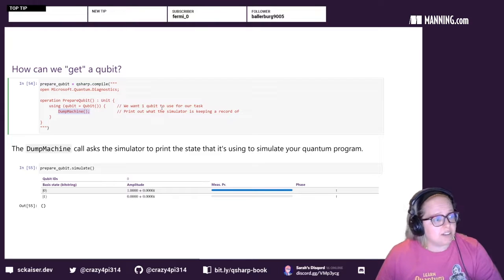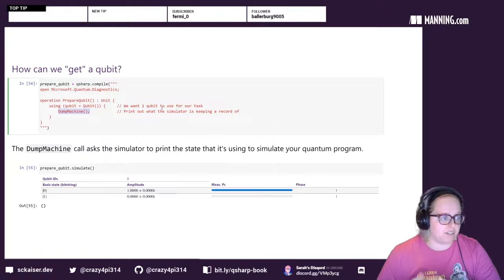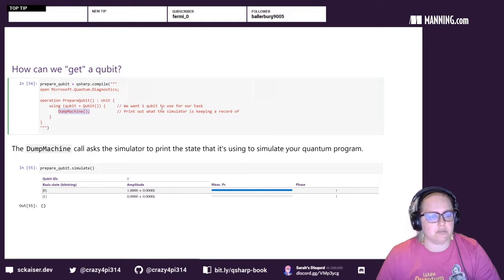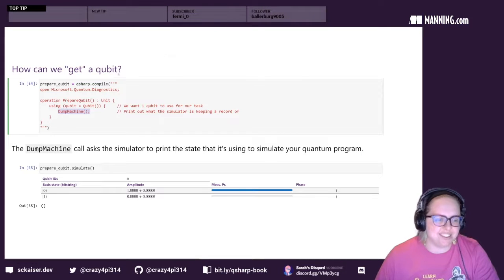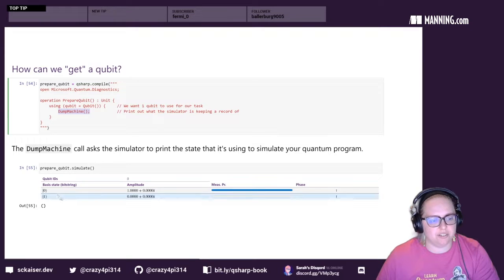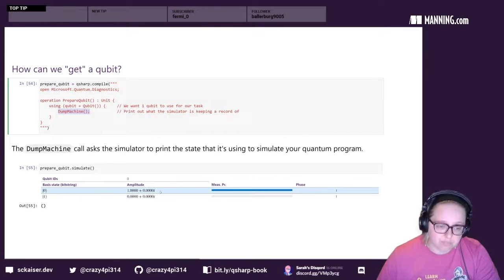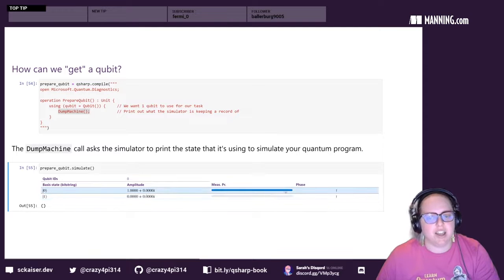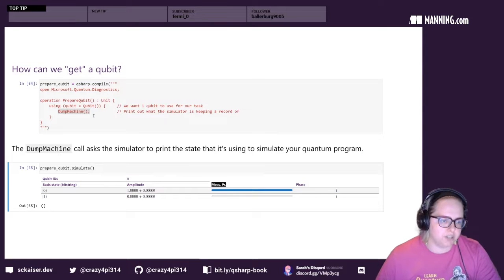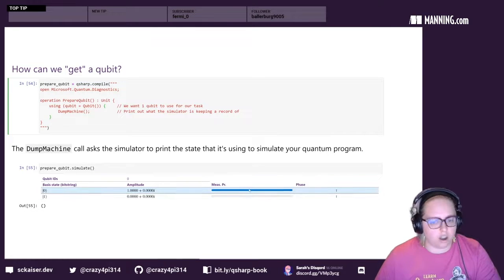So if this is a simulator, the simulator is keeping track of those vectors and matrices, all the linear algebra stuff. And so it's going to print out all the linear algebra stuff. What you can see here is a nicely formatted version of the values in that vector. So basically the vector would be 1, 0. There's no imaginary component here. And the bars stand for measurement probability. So if you were to measure this qubit, we would 100% of the time measure a 0.